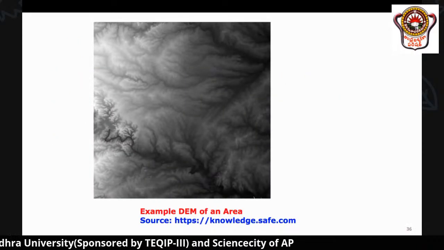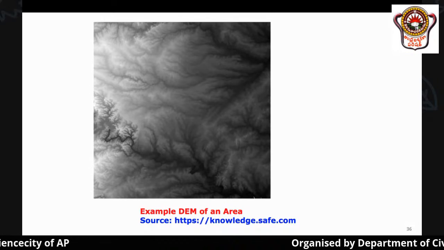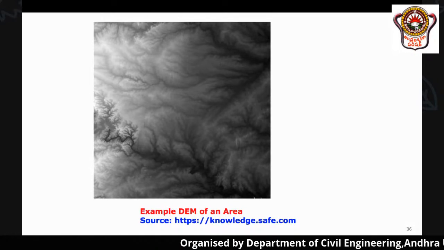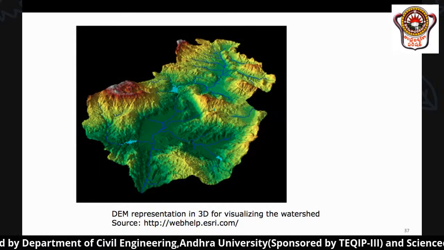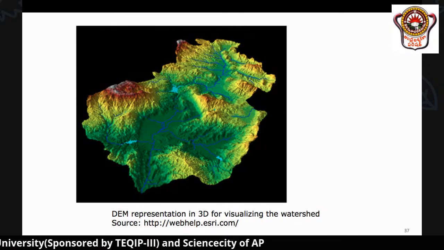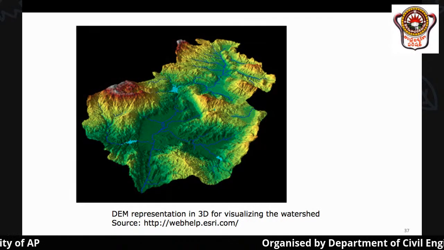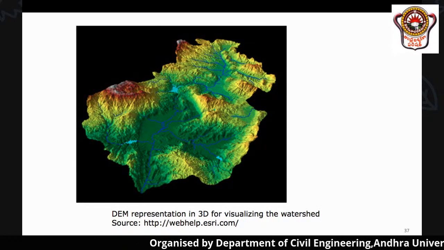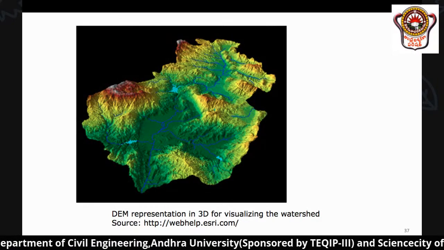This is a typical DEM of an area, how it looks, and where you can use it and how you can study it. Suppose you make this DEM into a 3D visualization. You can see this is typically representing a realistic view of how the water flow takes place in a natural or real terrain.